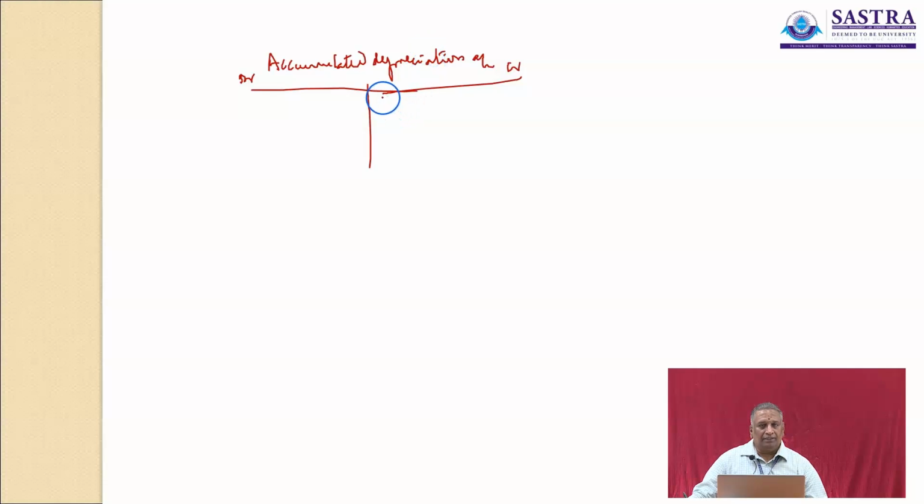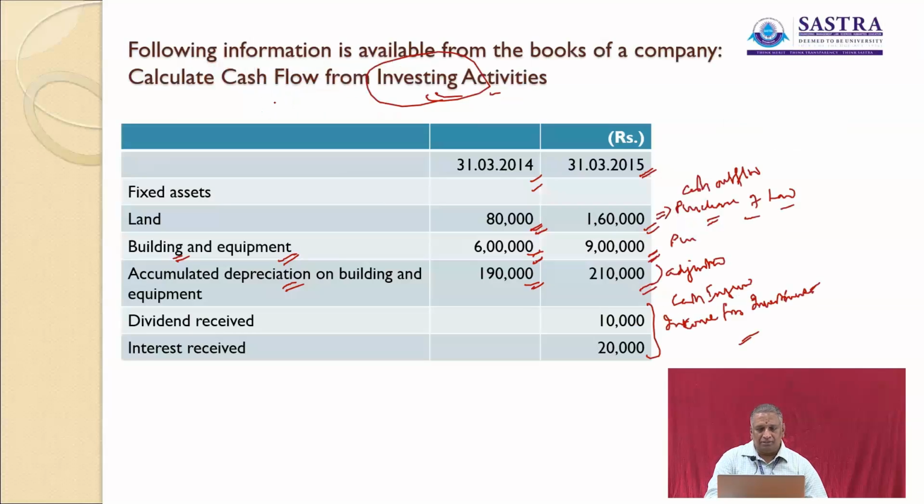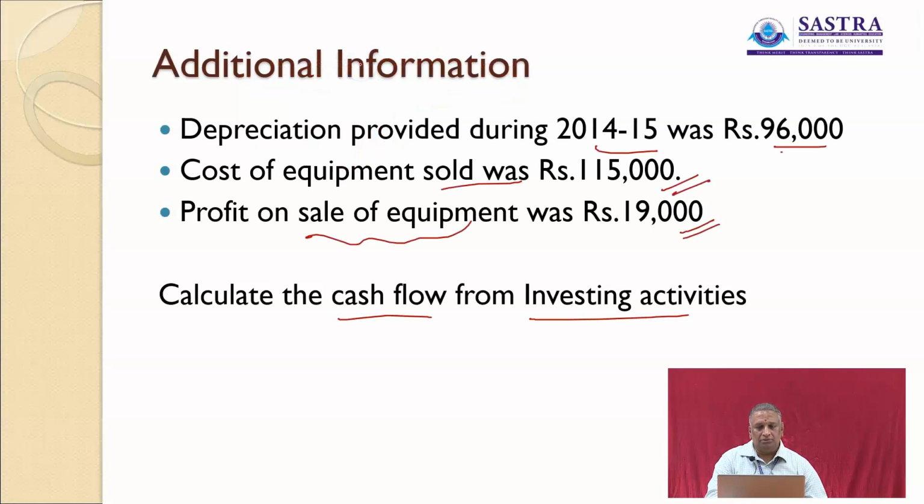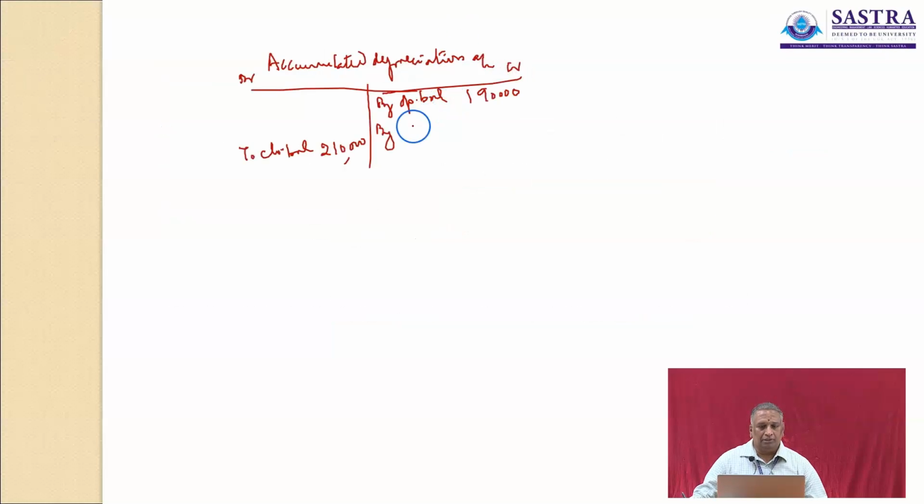So when it comes to the ledger, opening balance should appear on the credit side. By opening balance, 1,90,000. To closing balance, 2,10,000, as given. And current year depreciation claimed, as given in the question for 14-15, the amount of depreciation provided. Provision made means charge to the P&L account. This is your current year provision, 96,000.